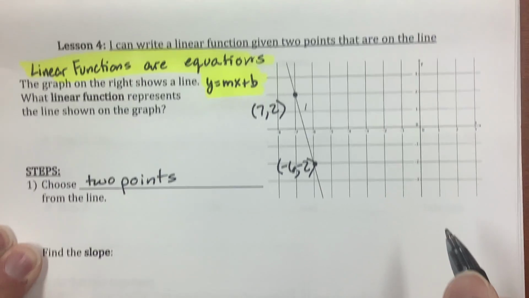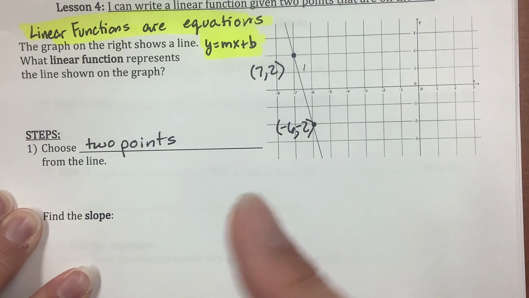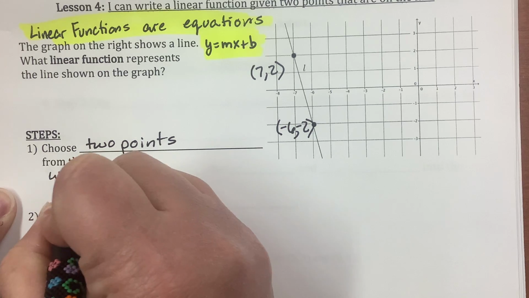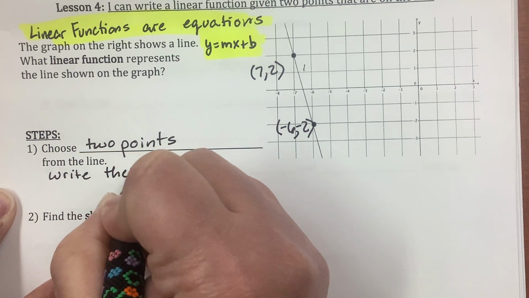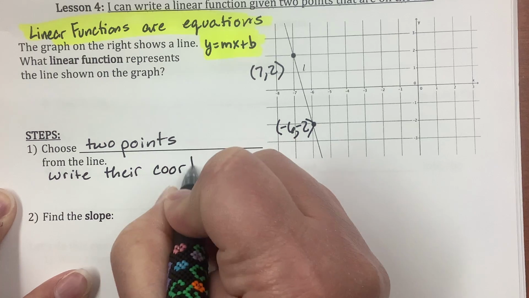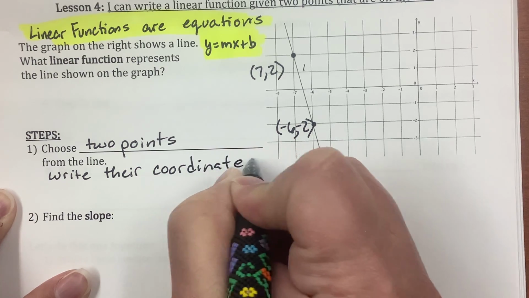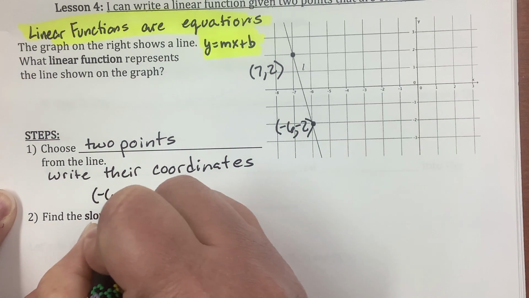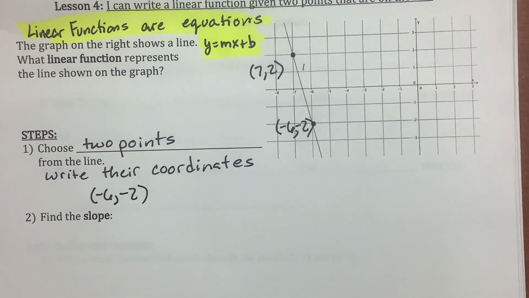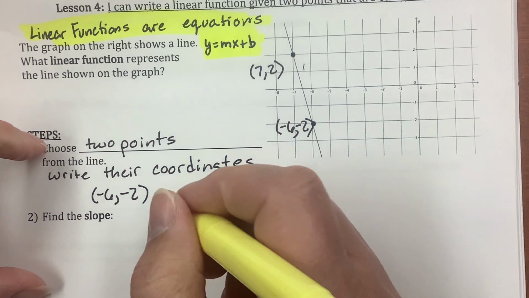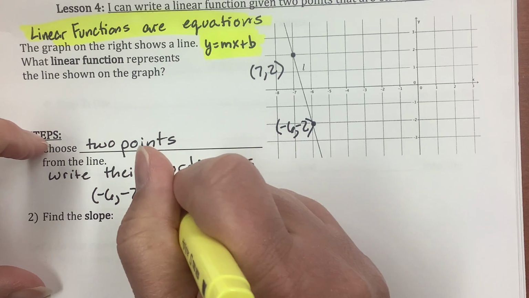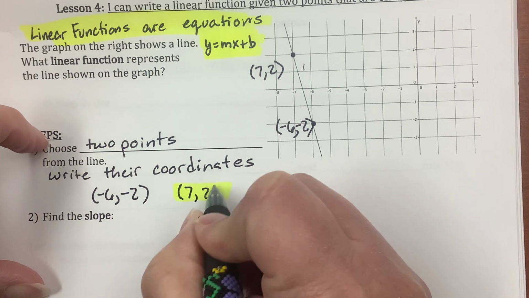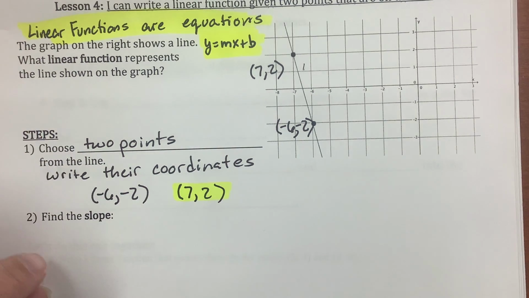And let's write the coordinates down here so that I can use them when I'm working. So what's that first point that we wrote? (-6, -2). And I'm going to highlight the second one, just to use that for differentiation. And the other point is (7, 2). There's my two points.